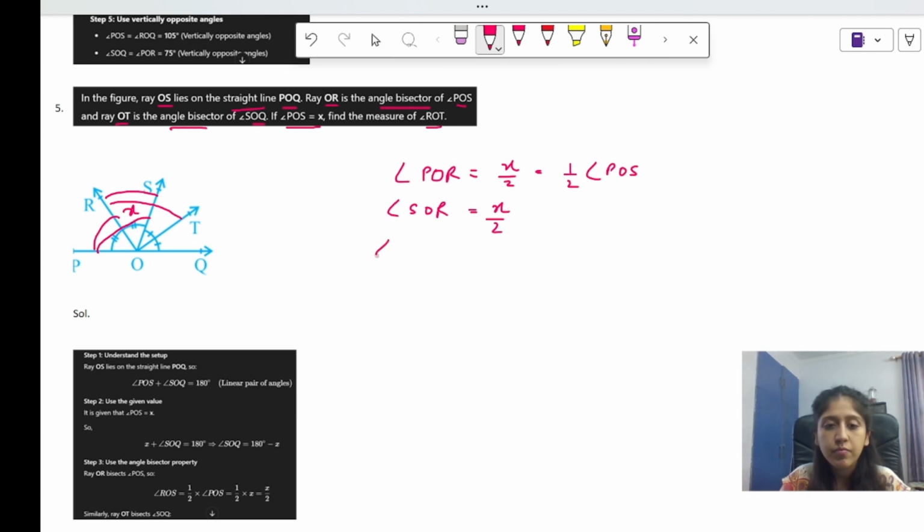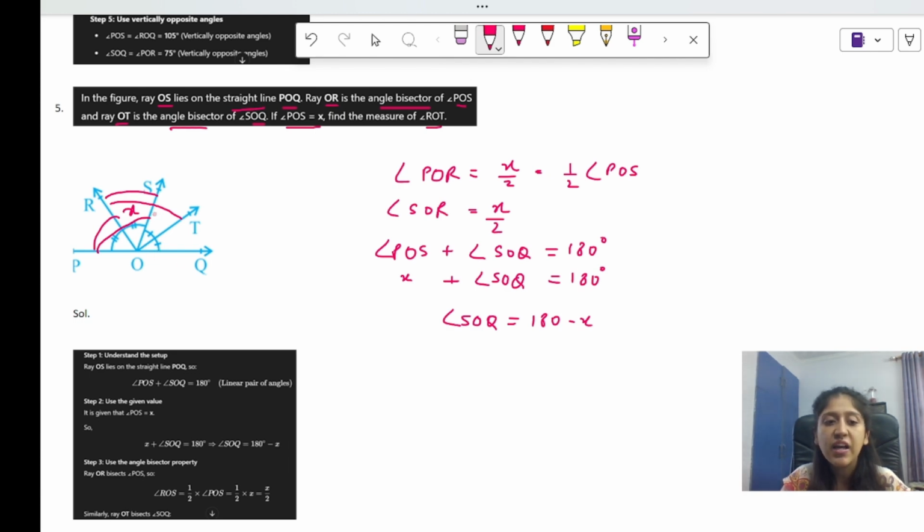So my angle POS and plus my angle SOQ, that is 180 degree. Yes, POS is given to be X. So my SOQ will be what? This is just a simple math. SOQ will be 180 minus X. I hope this concept is clear. Yes? Okay. Now SOQ is 180 minus X.